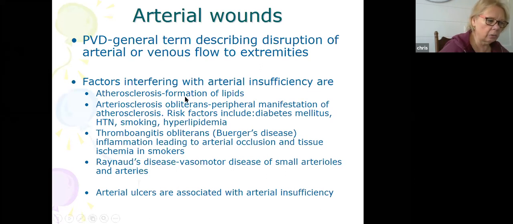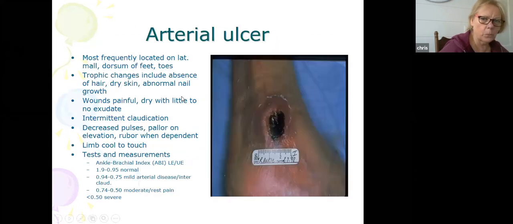Venous ulcers are associated with venous insufficiency. So here's an arterial ulcer. It's most frequently located on the lateral malleolus, not the medial. The medial malleolus is the venous ulcer. It's on the dorsum of the feet. It's also on the toes.